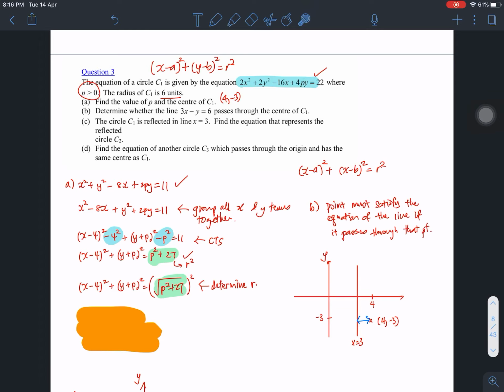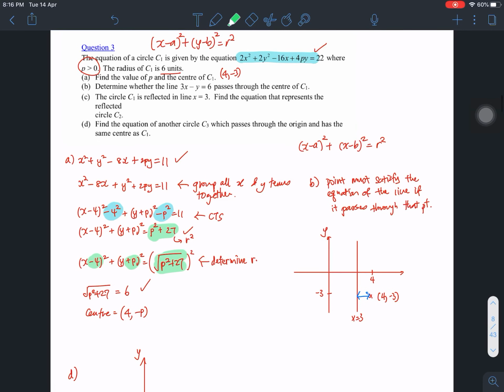Then recall the question told us the radius is 6. So clearly we would have this equation. After that, I will expect you to solve for p and determine what the values of p are. Then of course, just by looking at this equation, I also know that the center is (4, negative p). Of course, the moment you know p, you should substitute it in.